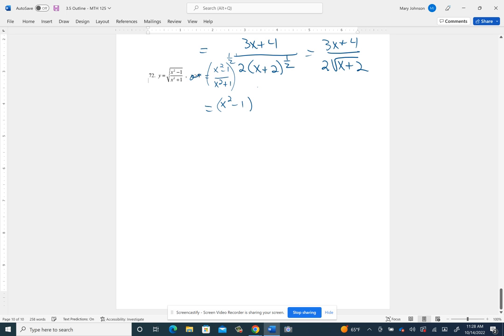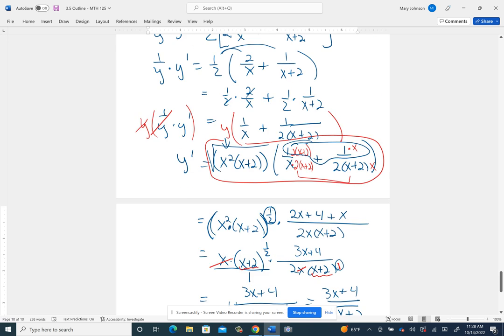I really do like thinking of this being raised to the 1/2 and this. I can do that anytime I have multiplying or dividing. So since that power was being applied to this quotient, the 1/2 goes to both the top and bottom. Same thing here.